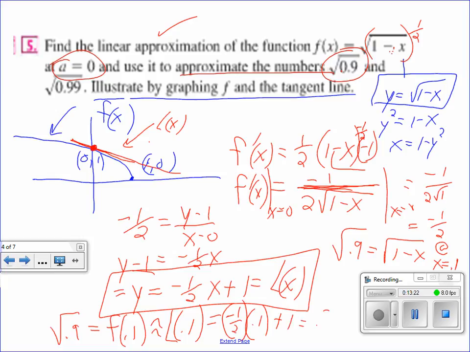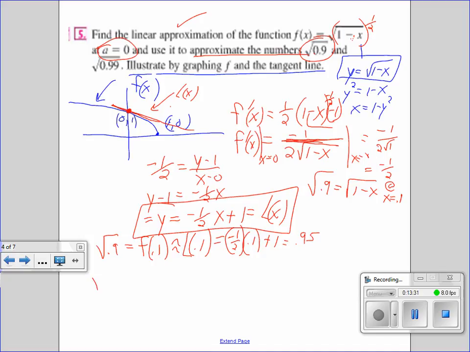This looks like it's 0.95. Okay? Similarly, the square root of 0.99, well, that is equal to exactly the function at 0.01. 1 minus 0.01 will be 0.99. That's going to be equal to -1/2 times 0.01. Oops.